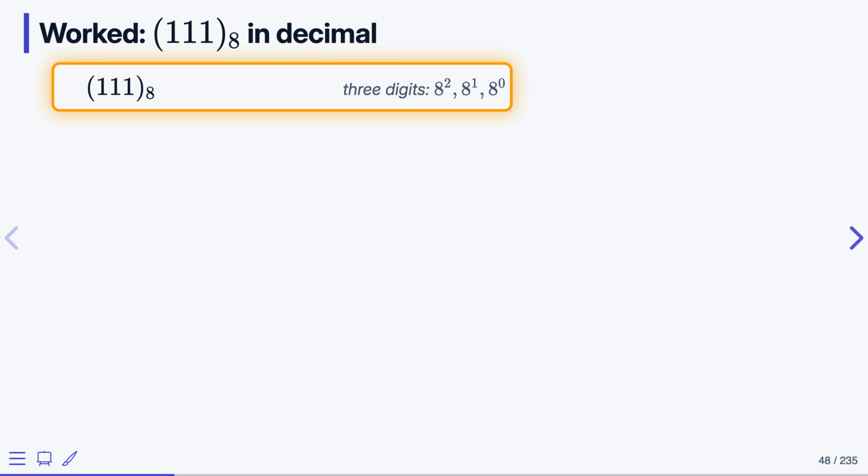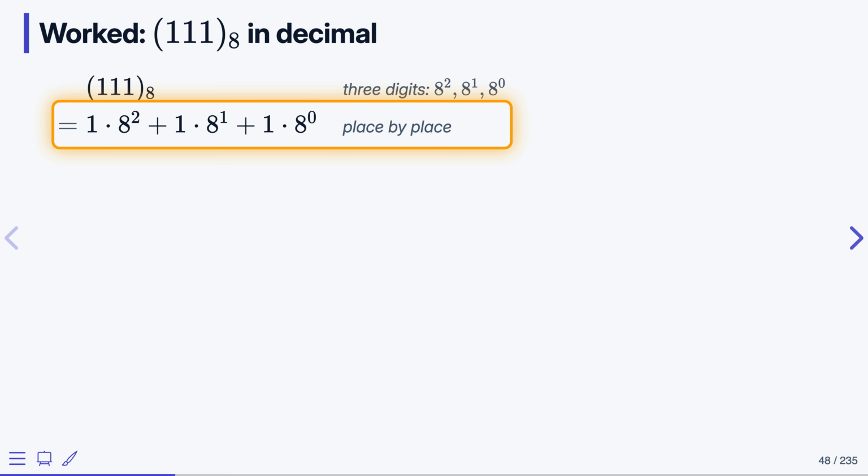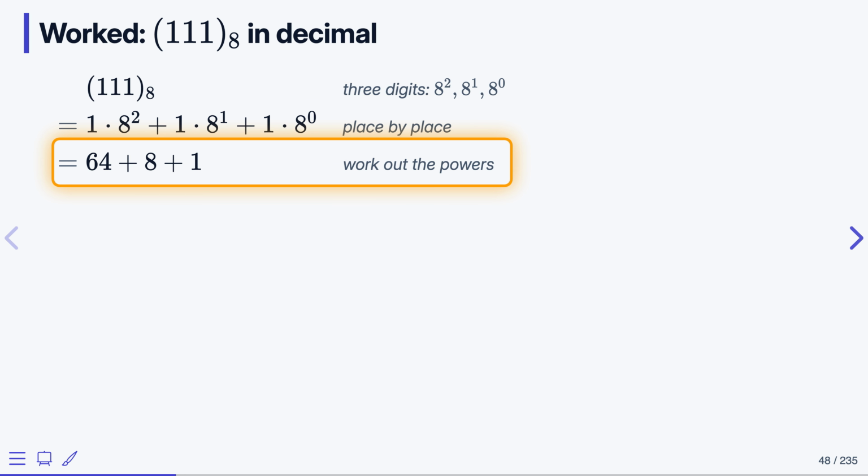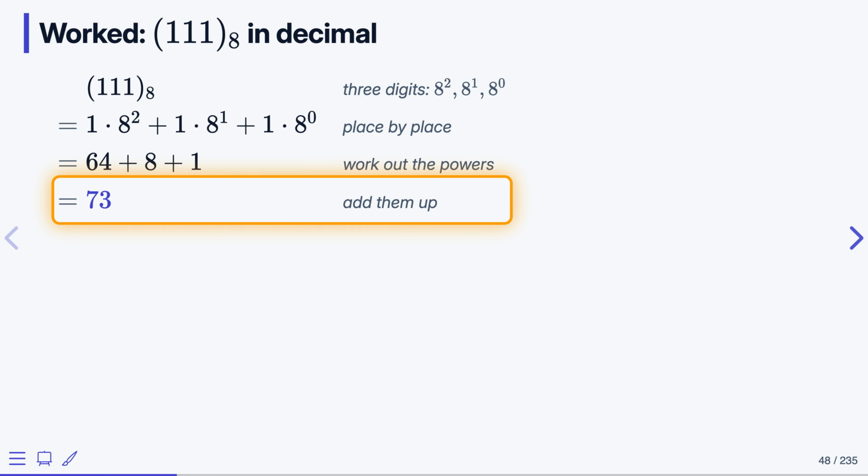This one is small. 111 in octal. 3 digits, so the places are 64, 8, and 1. Step 1. Write it place by place. Step 2. Work out the powers. 64 plus 8 plus 1. Step 3. Add them. The answer is 73.